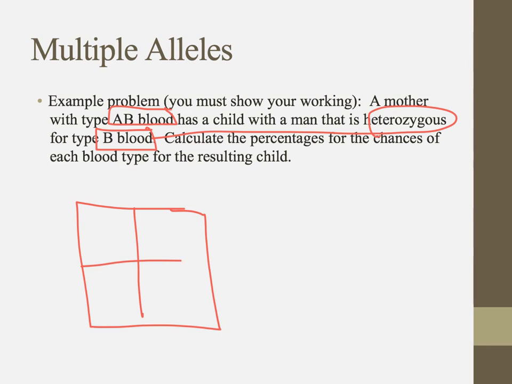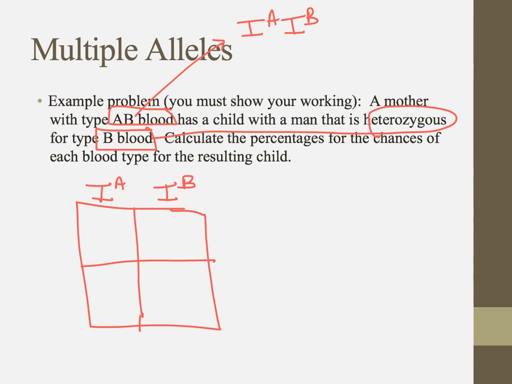All right, and I'm going to do the mom across the top. The only way to get type AB blood is to have an allele for A and an allele for B. So when she's forming those gametes, half of her gametes are going to have a type A gene and half are going to have a type B.